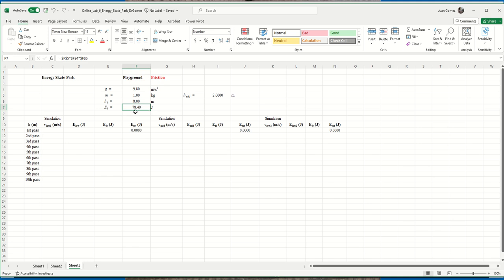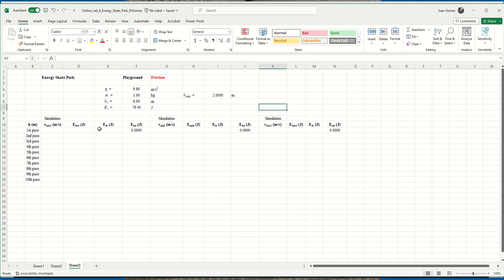Now that's going to be the total energy. No matter what, the total energy is always going to be 78.4 joules. But each time he crosses the track, he's going to lose more energy due to friction. But that's how you calculate the initial energy. It's just mgh. Okay, you get that in there.